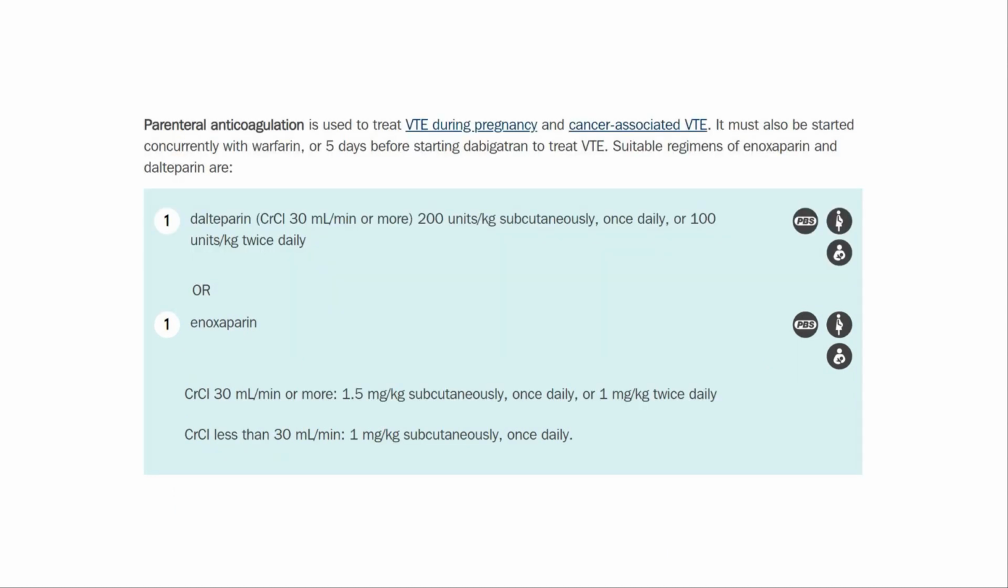If someone has cancer, though, because of the way the studies were done with DOACs, you still need to use therapeutic dose Clexane. So that's enoxaparin, but given at the higher dose, not the small dose that's given for VTE prophylaxis.